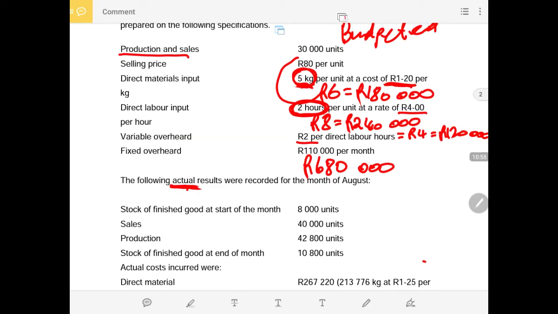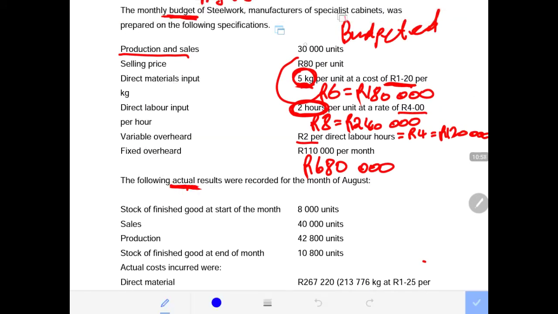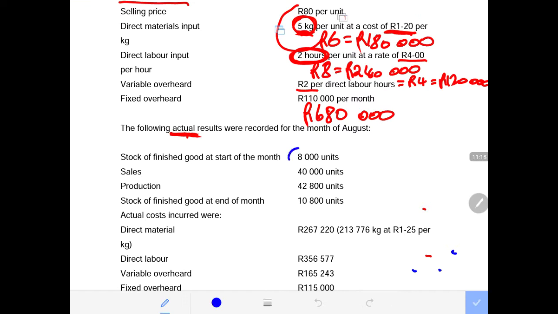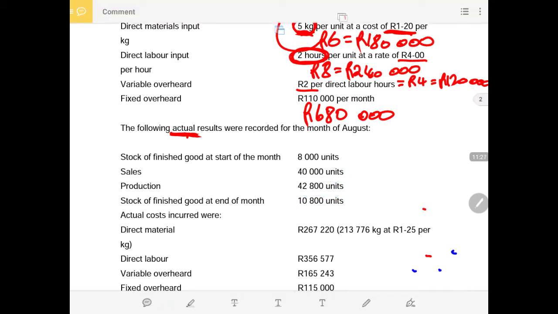Remember, I want to compare these two. When it comes to our budget, there was no opening and there was no closing. We budgeted to produce 30,000 and sell the entire 30,000. No opening and no closing. But when it comes to the actual information, we do have the actual opening, actual sales and actual production, together with the actual closing inventory at the end of the period, which is the month of August. Now we proceed on that same note.